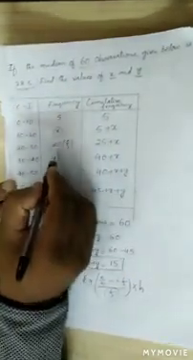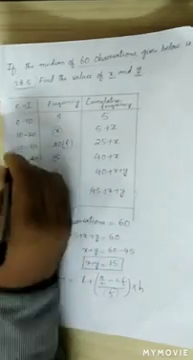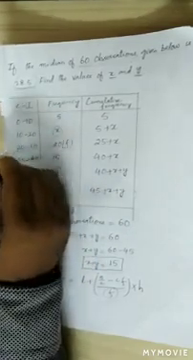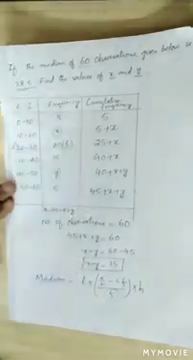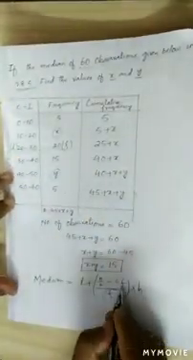So F is the third position. In the CA column, the third position is 20 to 30. Here the lowest boundary is 20, so 20 is going to be L. Now we want CF also.